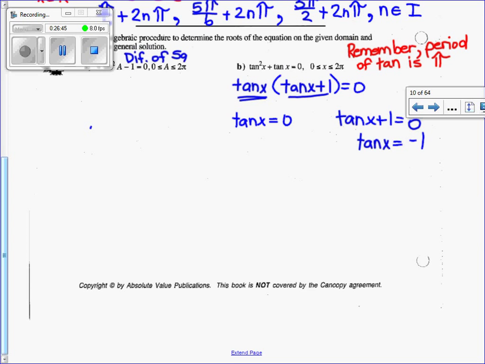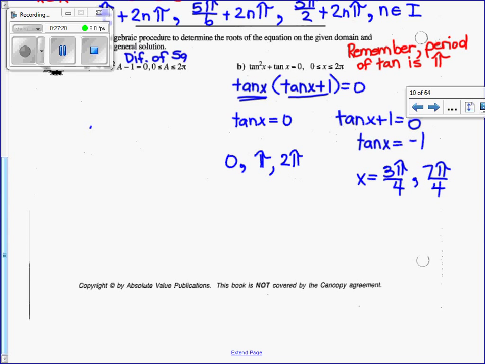Okay, well I can look on my unit circle. Where does tan x equal 0? Well, it equals 0 at 0, pi, and 2 pi. Okay, where does tan x equal -1? Well, it equals -1 at 3 pi over 4 and at 7 pi over 4. So there are my 5 solutions, just looking on my unit circle.